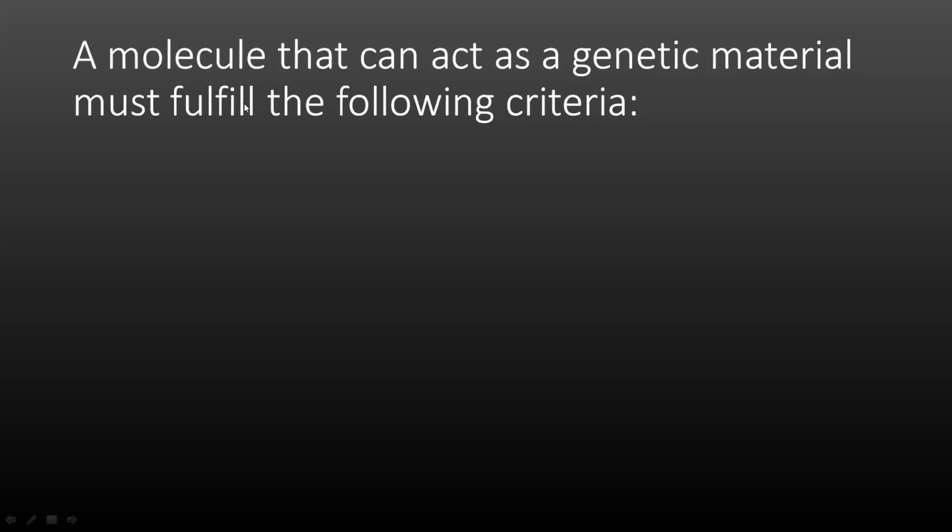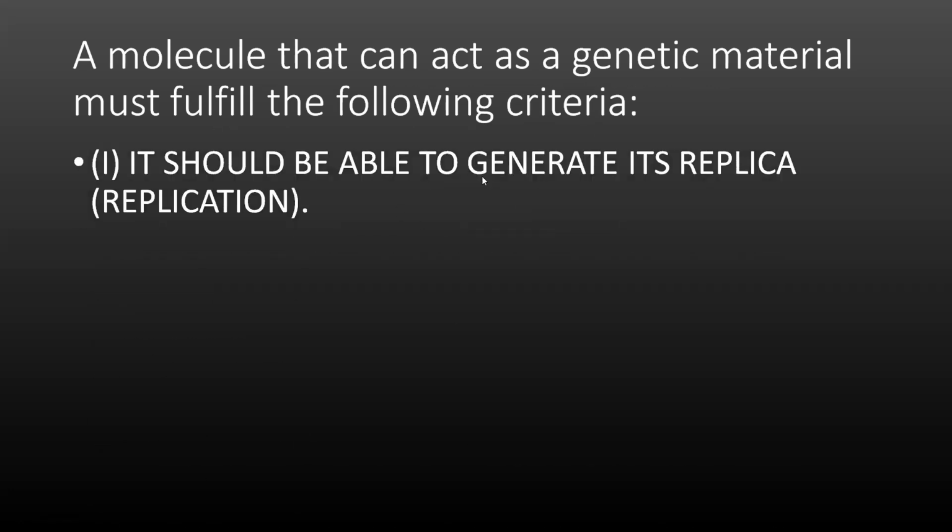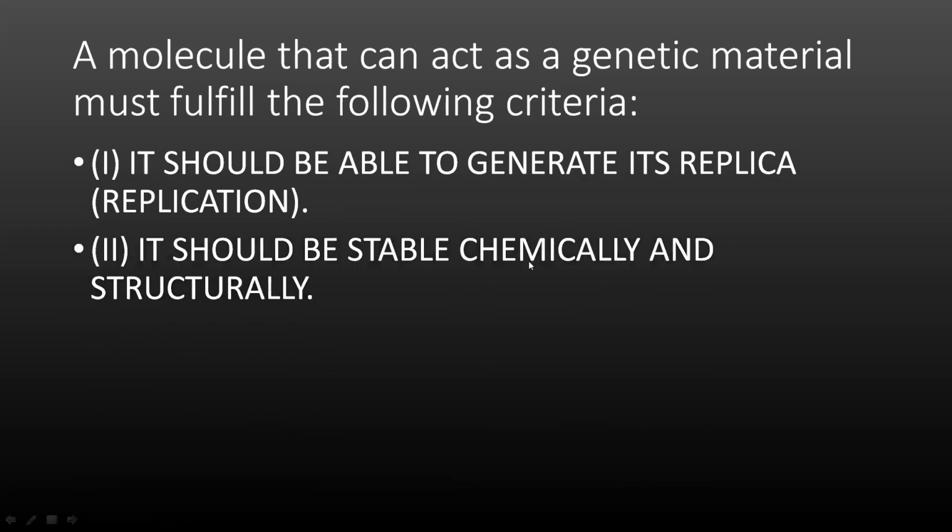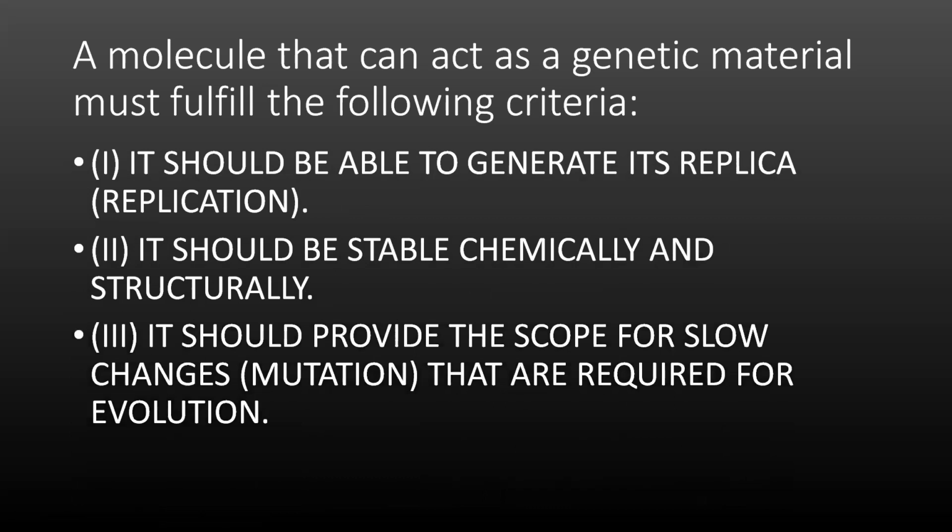Okay. Then a molecule that can act as a genetic material must fulfill the following criteria. What are the properties of the genetic material? It should be able to generate its replica. It should be able to replicate. It should be able to make its own new copies. Second, it should be stable chemically and structurally. It should not change its structure or chemical composition. It should provide the scope for slow changes.